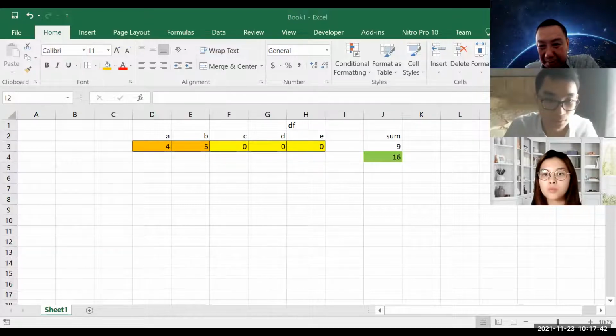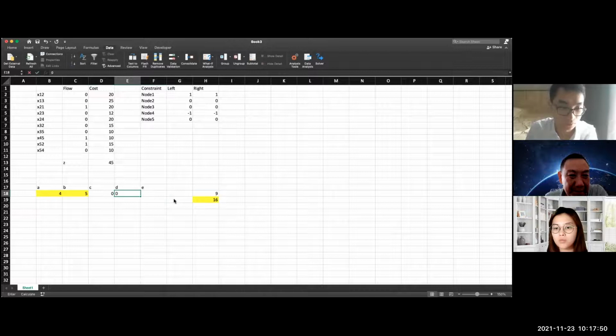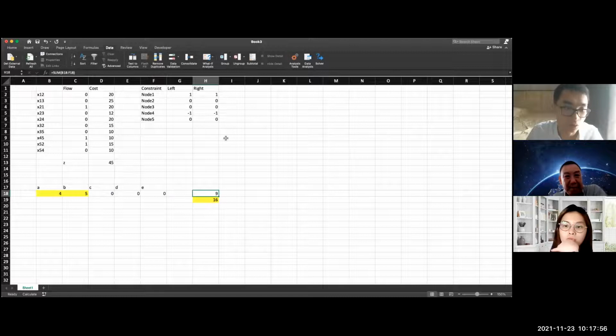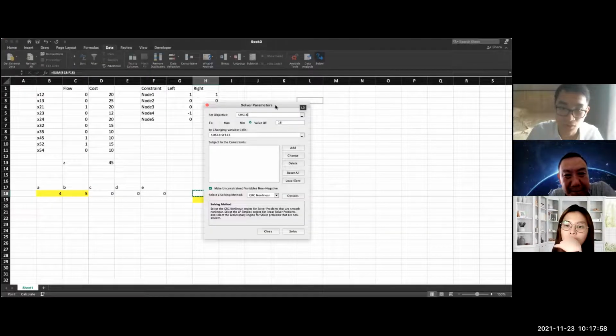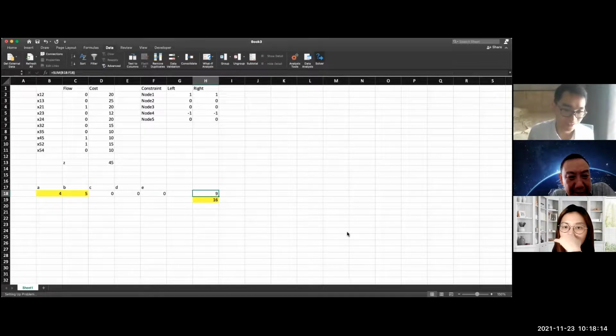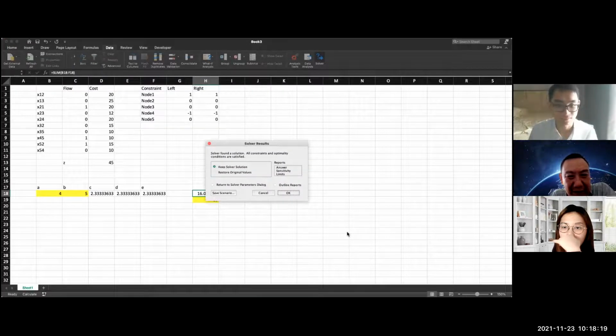I can share my screen. So we can set it to 0 first. We want 16, but our sum is still 9. So we go to solver, select this value of 16 by changing this variable. There is no constraint, the constraint is already the value of 16. So we just solve it, and then it will get 2.3336. Very good.